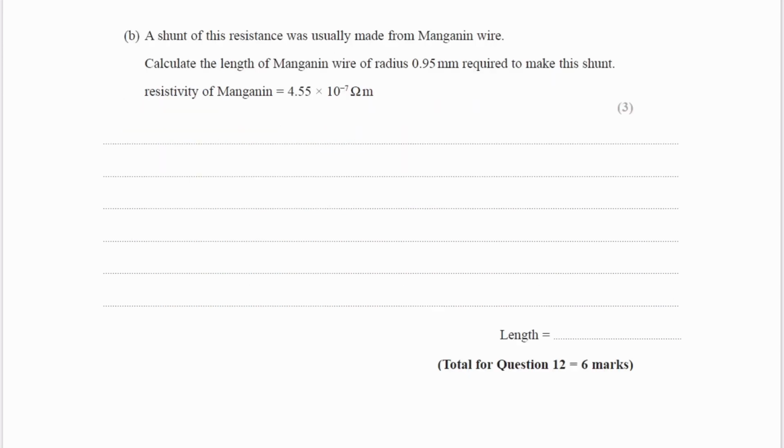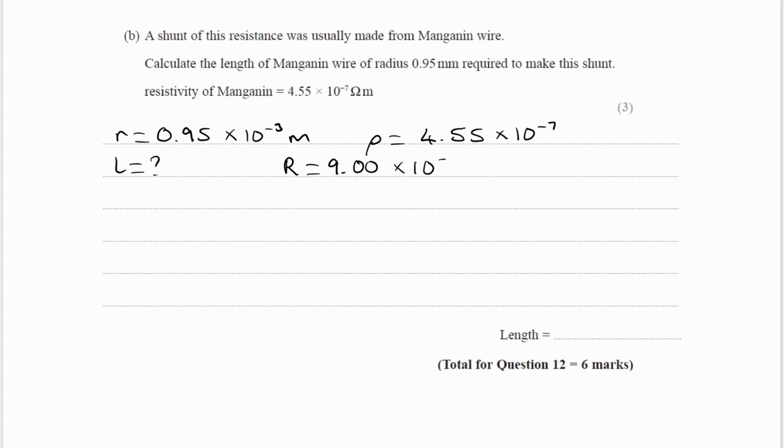So for the next part, we're trying to work out the length of this wire required to make the shunt. We have the radius, 0.95 millimeters, so it's this in meters. We have the resistivity. So this seems like a pretty straightforward standard question. We want to work out length, and we worked out the resistance earlier. The resistance was 9.00 times 10 to the minus 3.